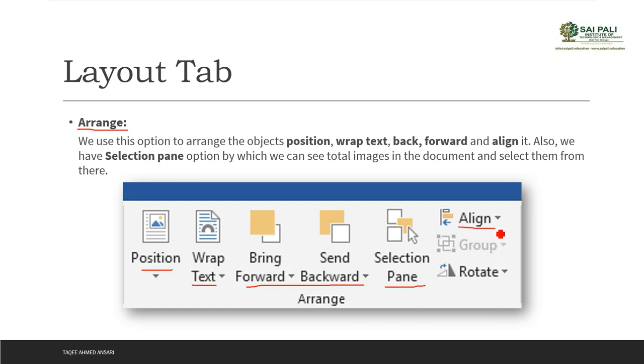You can align them also. If they are not aligned together properly, then you can align them. And if you want them to move together or resize together, then you can make a group of multiple objects, and then you can easily move or resize them together. And after that you can ungroup, and you can rotate also.